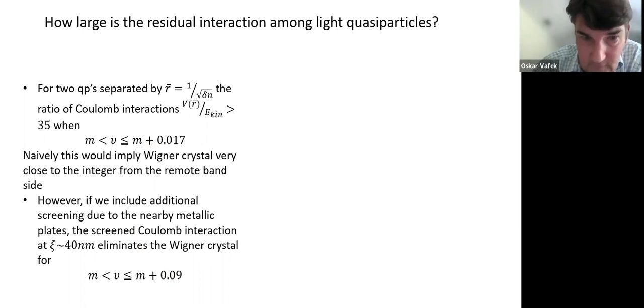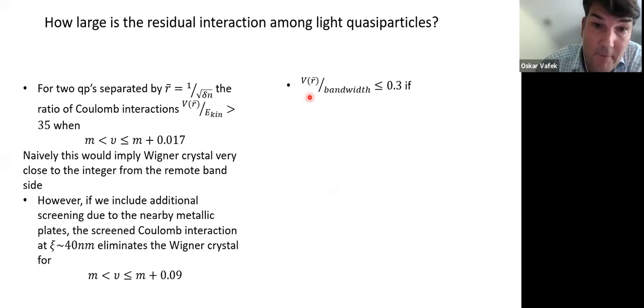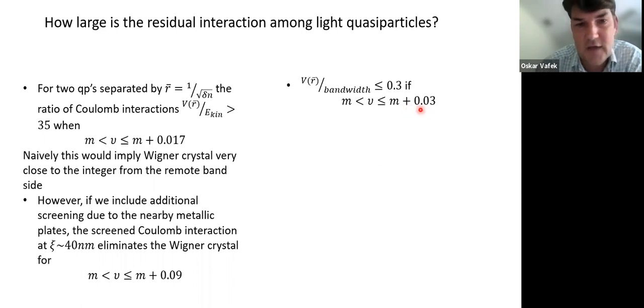And so that's one way to estimate the effect of the Coulomb interaction. Another way would be to simply compare the typical interaction between the particles to the bandwidth, and we find that it is less than 0.3 if we are in this range of doping. I think there's a typo here. So there's a comfortable range of doping where the Coulomb interaction is small compared to the bandwidth.